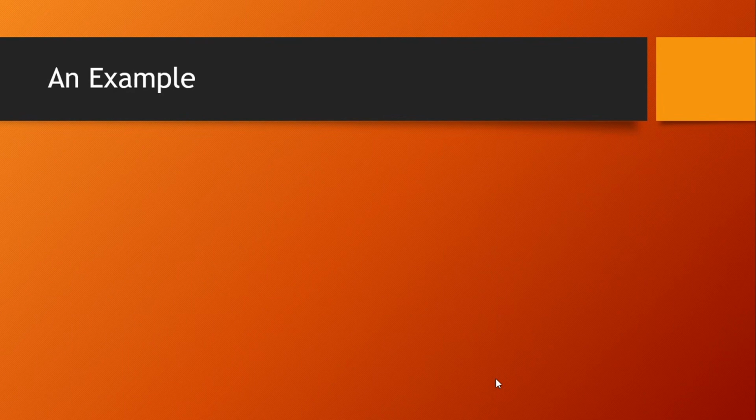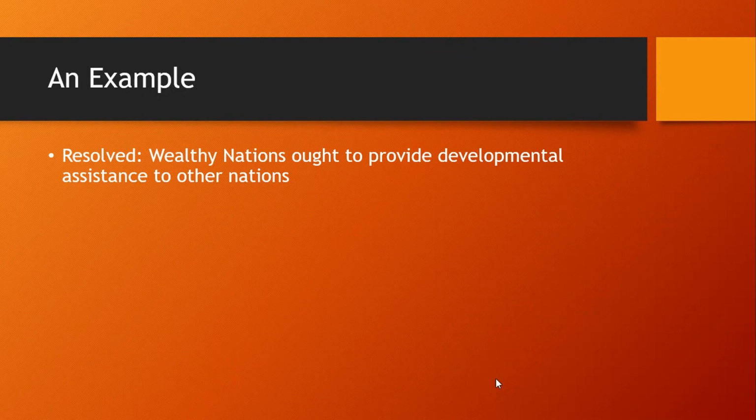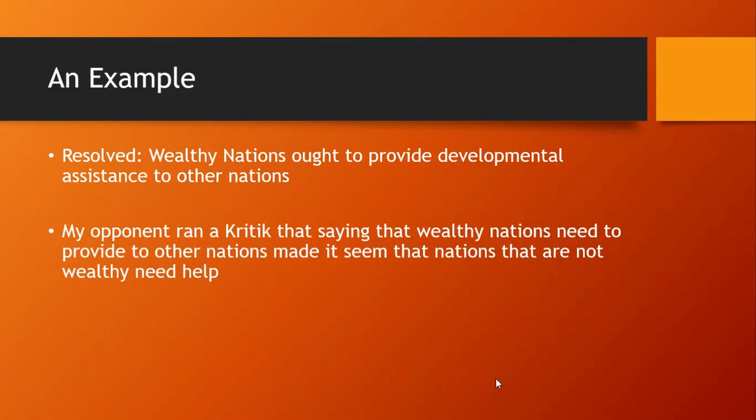So let's use an example. This is an actual case where I had to handle a critique of my own. It wasn't that long ago. I think it was at Princeton a couple of years ago. The resolution was, wealthy nations ought to provide development assistance to other nations. My opponent ran a critique saying that wealthy nations needing to provide for other nations made it seem that nations who are not wealthy need the help of wealthy nations. They were saying that this made those nations seem lesser and incapable of taking care of themselves.